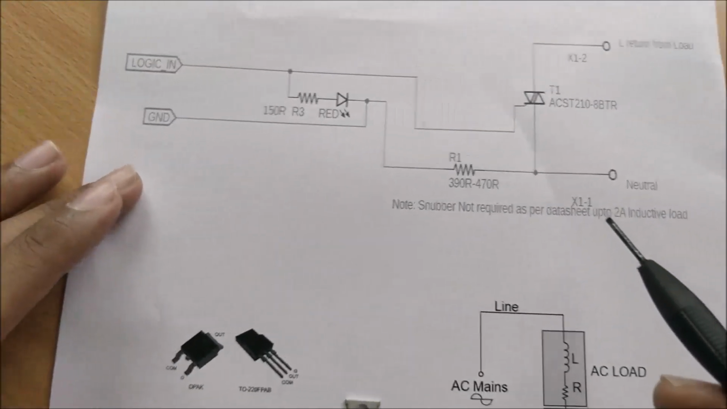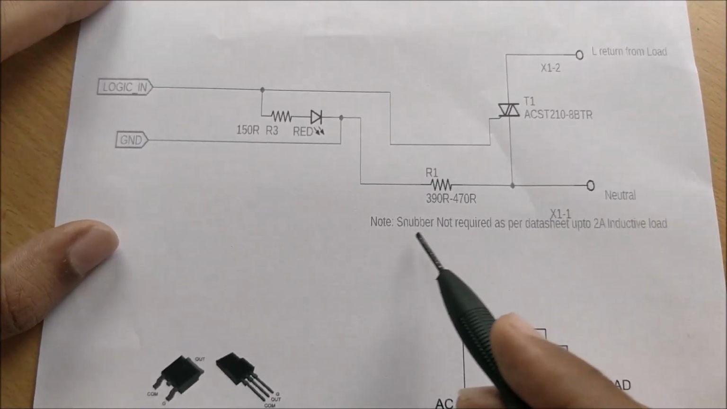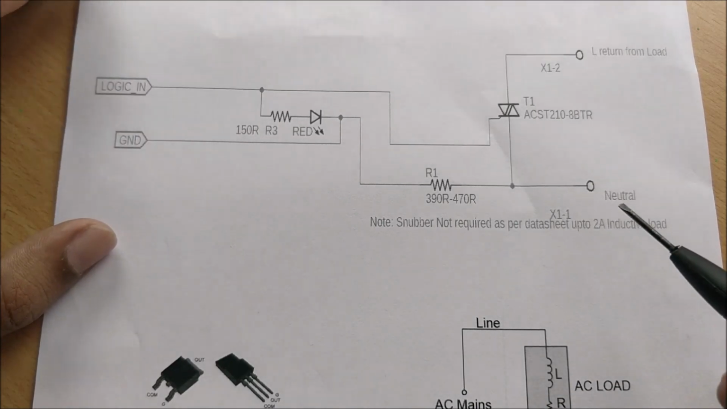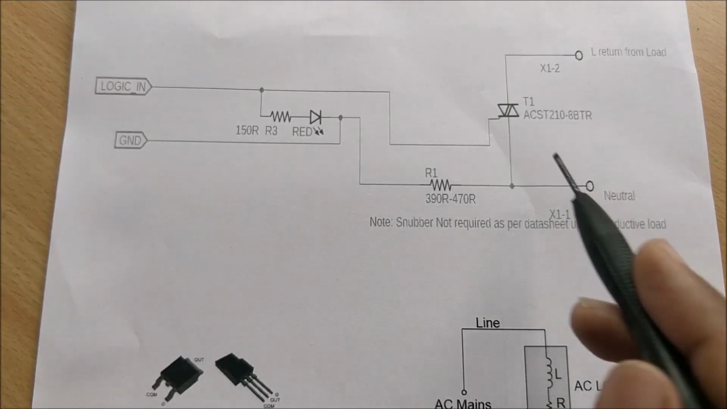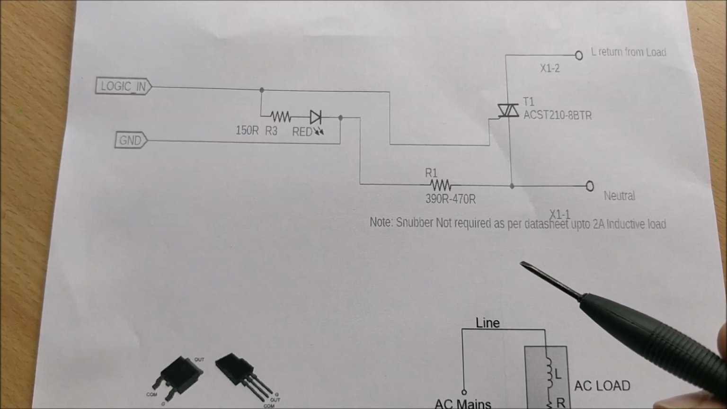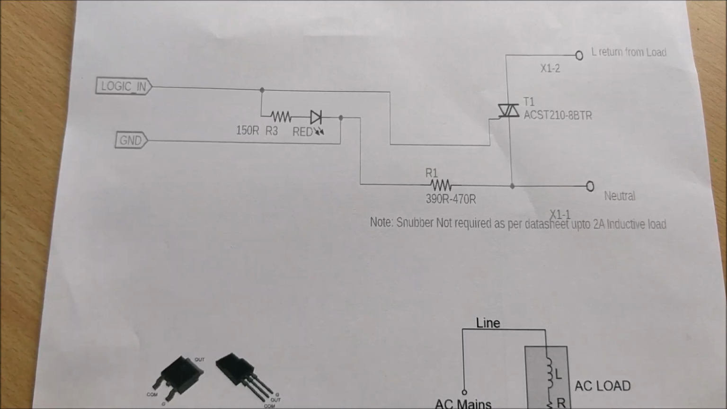Now, even the data sheet says that for this TRIAC, a snubber circuit is not required and you can control loads up to 2 amps without the need of any snubber circuits. So the circuit is going to be very, very simple.